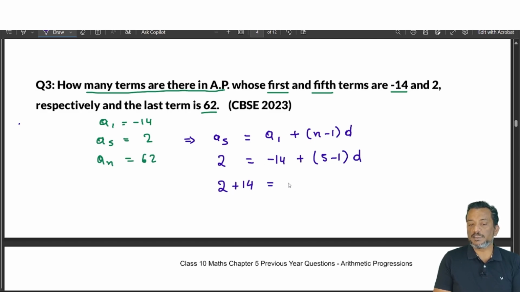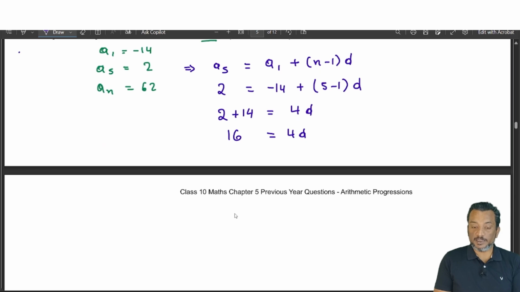Okay, and this side you will get 4d. So 2 plus 14, you will get 16. So 4d you will get here. Now same way, d is equal to how much? You will get 16 over 4. So d value you will get 4. So which means your first term you have got, a1 is equal to minus 14, and d you have got, that is 4.